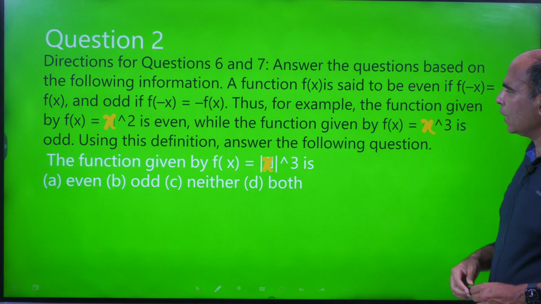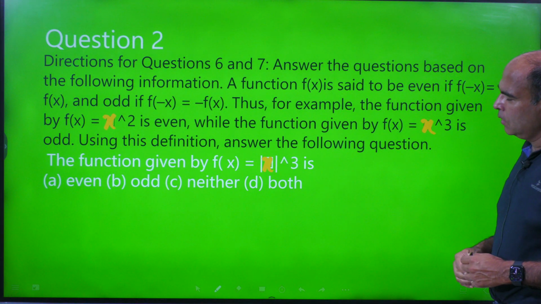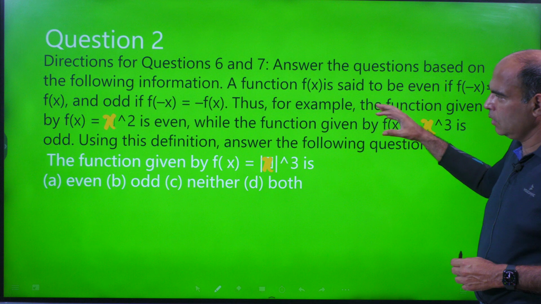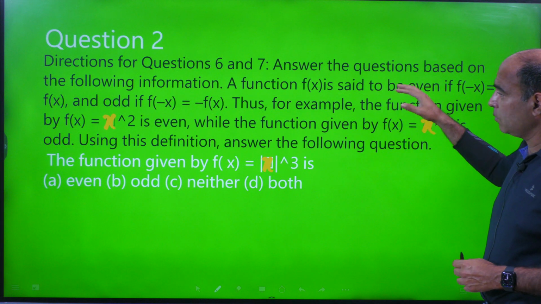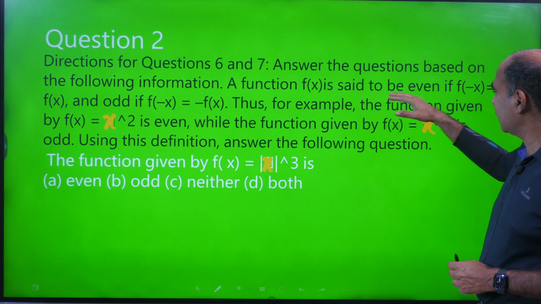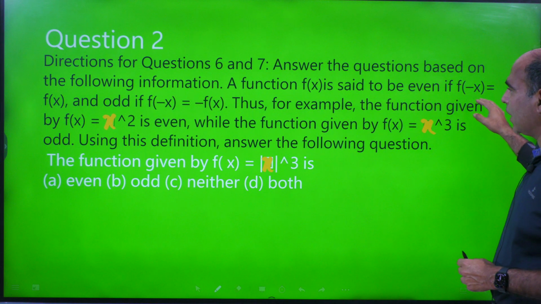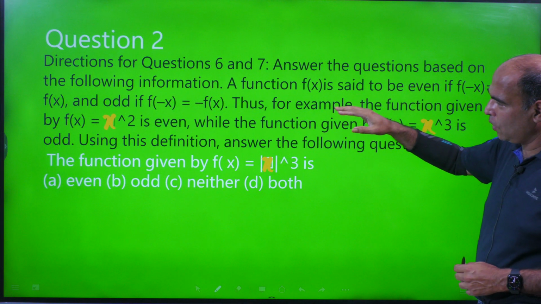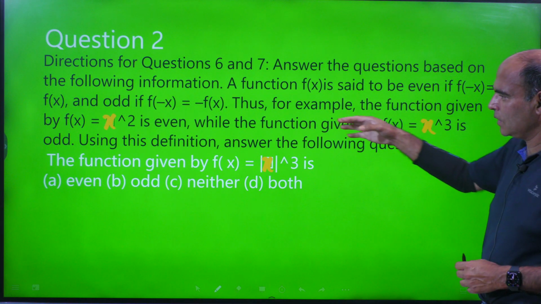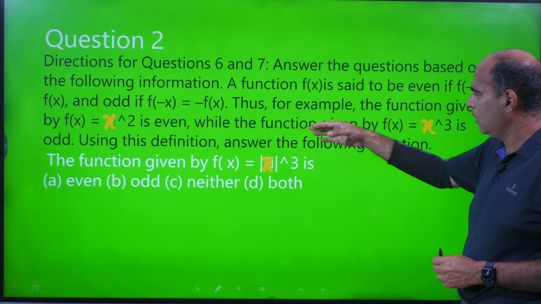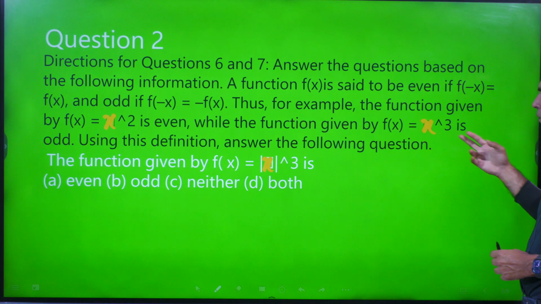So let's have a look at the second question. This is a simple one. If you read this question properly, they are defining: answer the question based on the following information. A function f(x) is said to be even if f(-x) is equal to f(x), and odd if f(-x) is equal to -f(x). Thus, for example, the function given as f(x) equals x square is even, while the function given by f(x) equals x cube is odd.